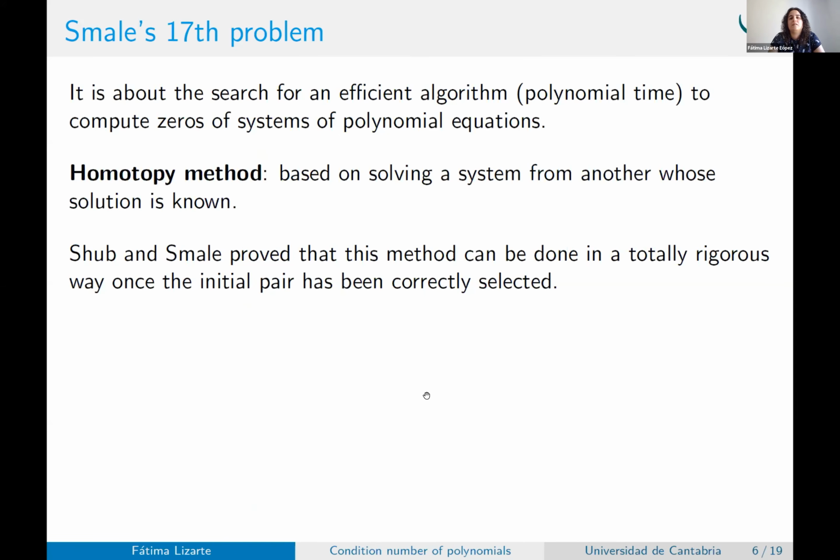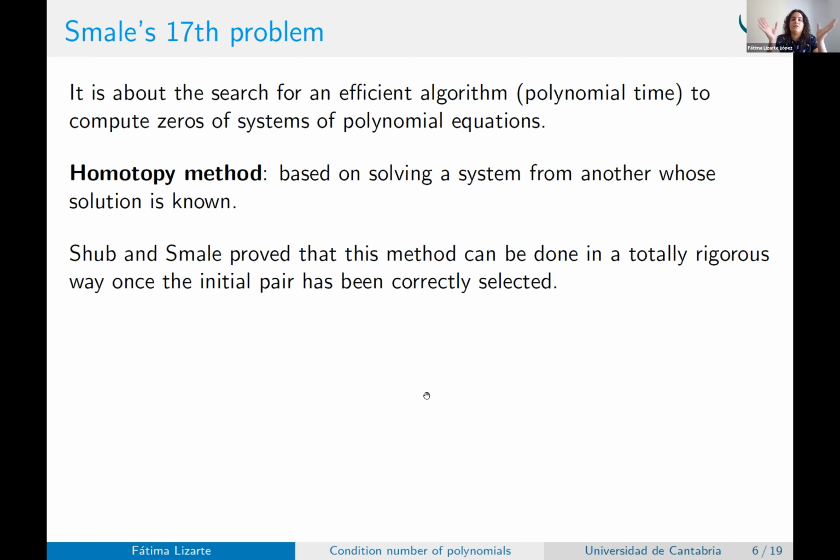Our problem has its origin in what is known as Smale's 17th problem, which is about the search for an efficient algorithm running in polynomial time to compute zeros of systems of polynomial equations. In 1981, Shub and Smale began working together on the complexity theory of solving systems of polynomial equations. In general, there is no general formula to solve this type of system, but there exists a method called the homotopy method, based on solving a system from another whose solution is known.